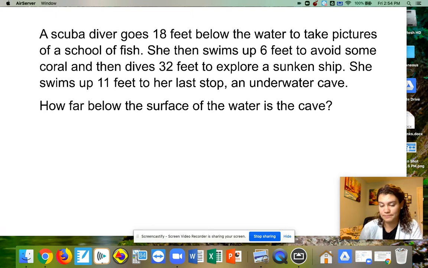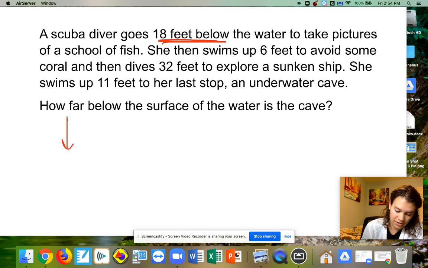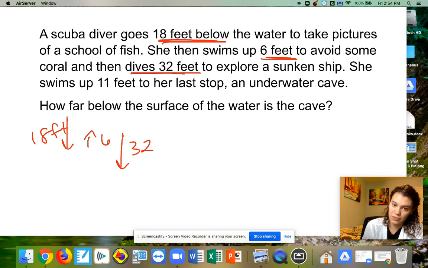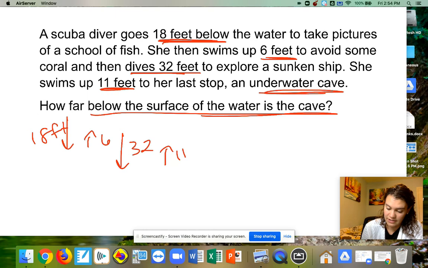All right, so word problem here. If a scuba diver goes 18 feet below water, so that's our first number, to take pictures of a school of fish. So she's here and she goes 18 feet down. Then she swims up 6 feet to avoid some coral. So she went up 6 and then dives down 32 feet to explore a second ship. Then she swims up 11 feet to reach her last spot. So we want to figure out how far below is this cave that's her last stop.